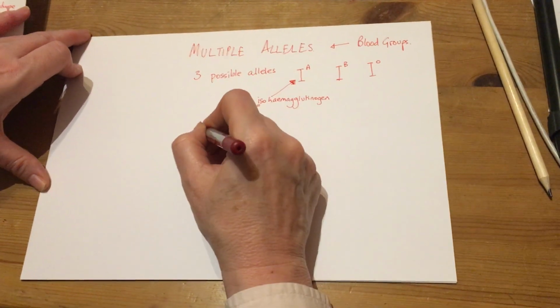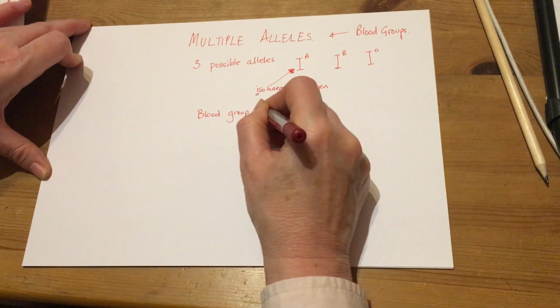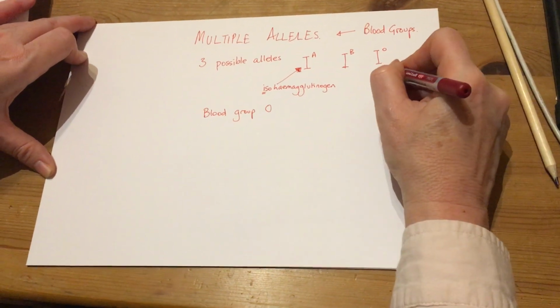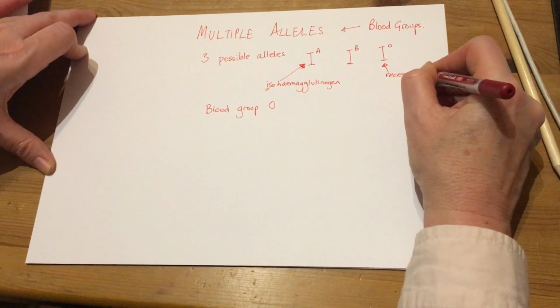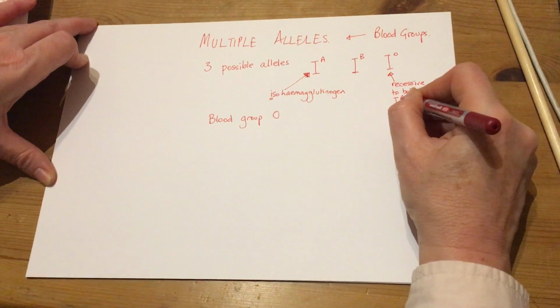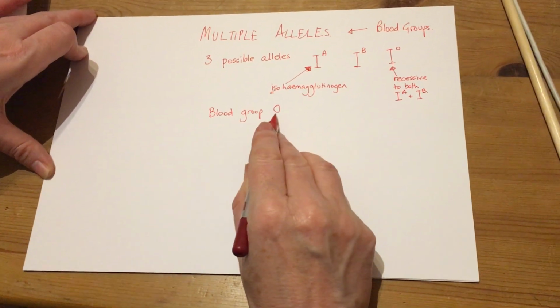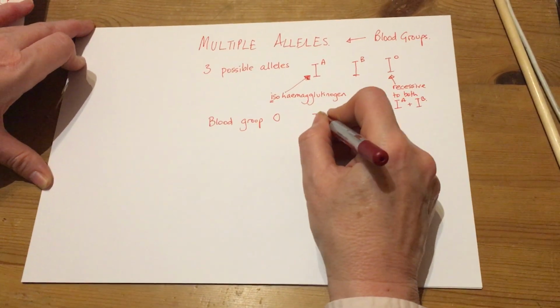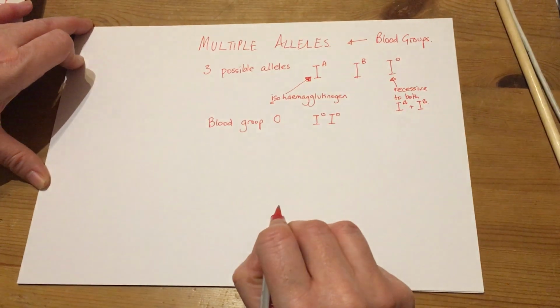So if you are blood group O, this allele happens to be recessive to both of the other alleles. So if you are blood group O, you only have one option. Both of your alleles have to be O.